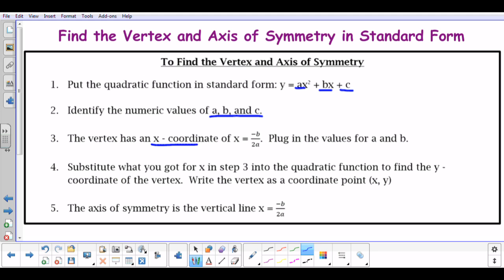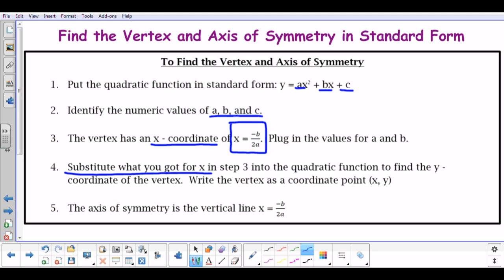So then to find the x-coordinate of the vertex, I'm going to use the formula x equals negative b divided by 2a, and I'm going to plug in the values of a and b from our standard form to find that. Once I have my x-coordinate, I can go on to the next step, and that'll allow me to find the y-coordinate for the vertex. And all I'm going to do is take that x I found and plug it into the given equation for the quadratic function. So between step 3 and 4, I will find the vertex of the quadratic function, so I'll find the vertex of the parabola.